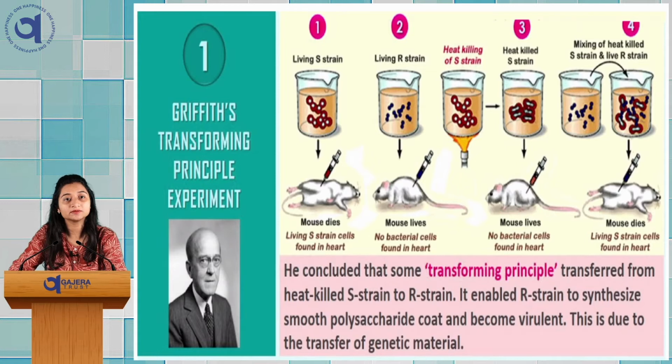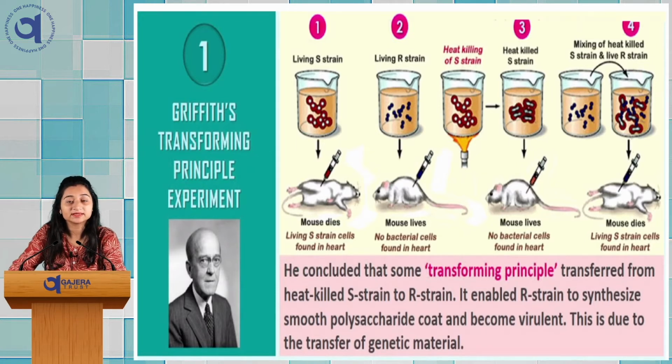This is only possible when something remains alive even after the heat shock was given. So what exactly happened in this experiment was that the DNA that remained alive even after the heat treatment of the inoculum got transferred to the R strain, and that is how the R strain became virulent enough to cause the disorder in the mouse.